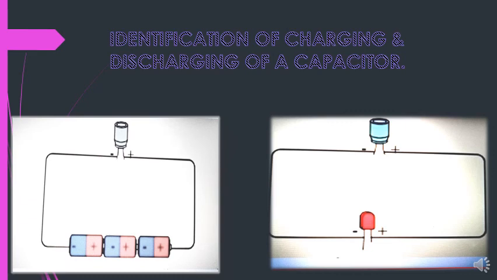Now guys, there is an activity here. Let's see that. Identification of charging and discharging of a capacitor. To do this activity, we will need a 1000 microfarad capacitor, 3 dry cells, a small LED and pieces of wire.